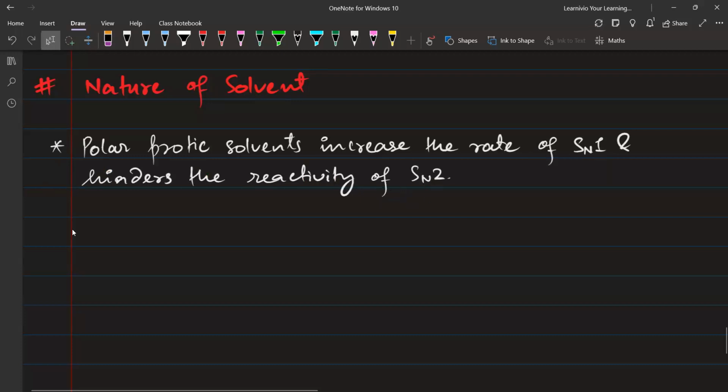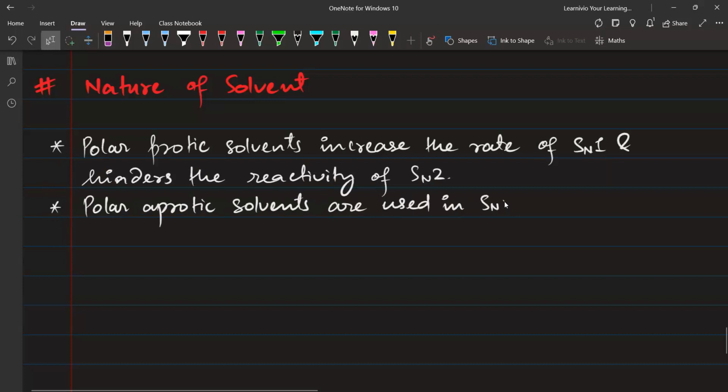नेक्स्ट पर लिखिएगा polar aprotic solvents are used in... इसको लिखिए, then I will explain like what is polar protic and what is polar aprotic, what is solvent and all of those things. Just let me know, Taha and Mariam, once you're done.